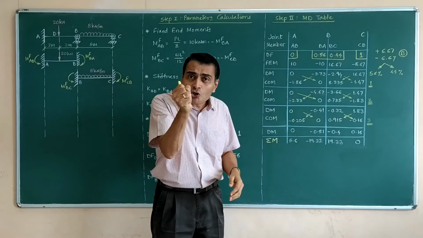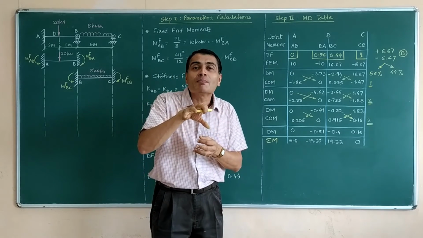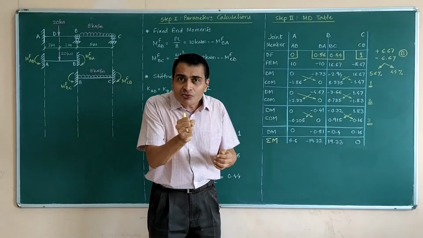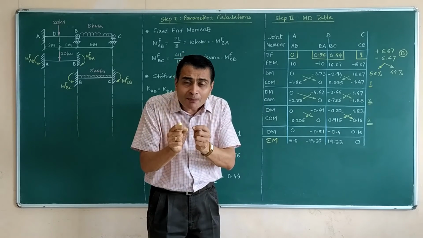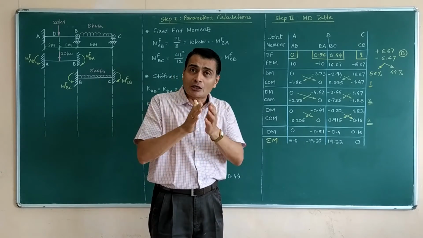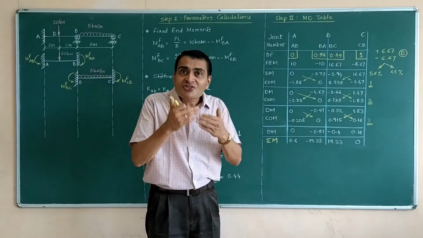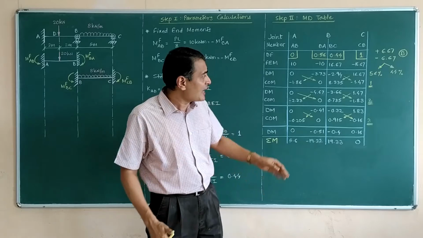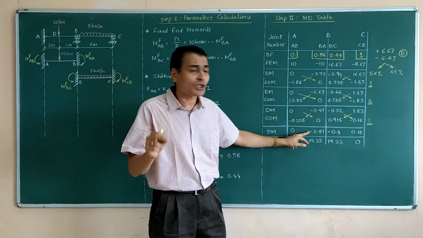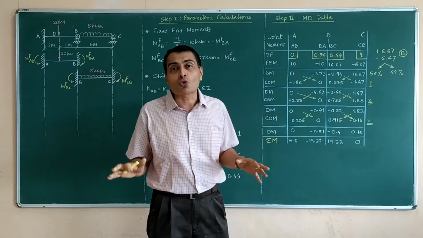We are freezing the joint, checking the moments, applying the opposite of the imbalance moment, distributing it, carrying over it. Again freezing it, again checking what is happening, imbalance is observed, try to balance it, distribute it, let it be carried over to the other end. This is an iterative process, and after 3 cycles, when I just check the summation on my calculator, I see that these two are acceptably close, so my analysis is over.